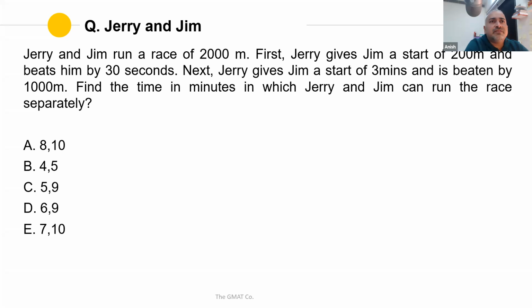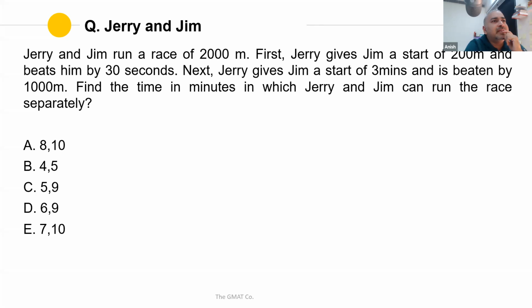So Jerry gives Jim a start of 3 minutes and is beaten by 1,000 meters. Oh, so this time Jerry loses. This time the slower guy actually reaches the end point before the faster guy. And in fact, he is beaten by 1,000 meters. So at the time when the slower guy reaches the end point, the faster guy is only at the 1,000 meters mark. How did this happen? How come the faster guy is behind? Because of the 3 minutes head start. 3 minutes, it seems, was too much of a head start, right? It was so much of a head start that then the faster guy could not catch up, at least not within the 2 kilometers race. All right.